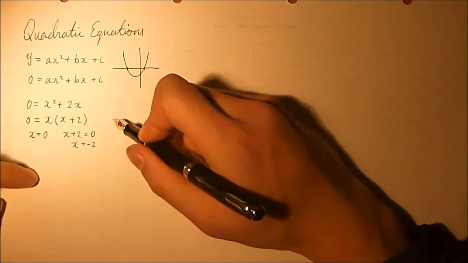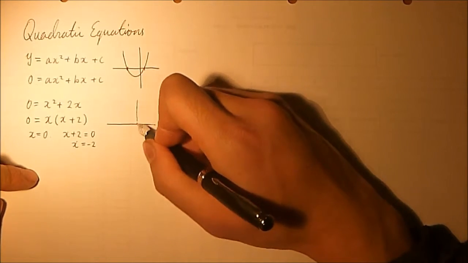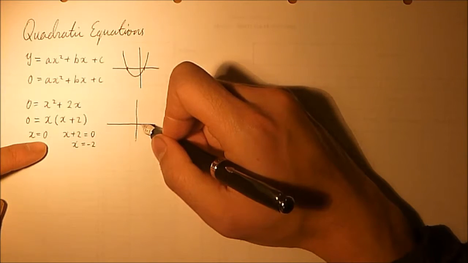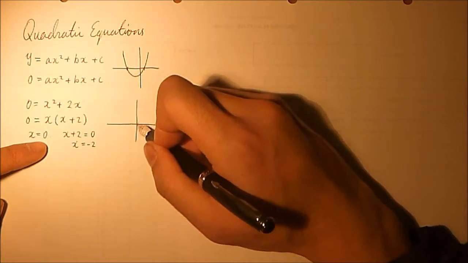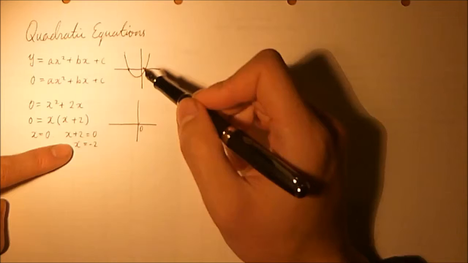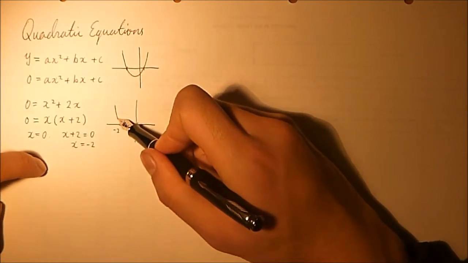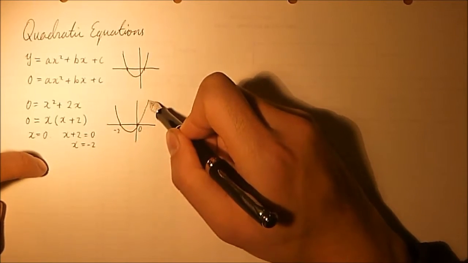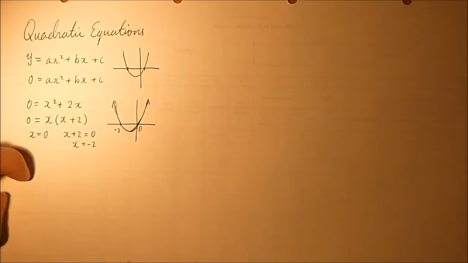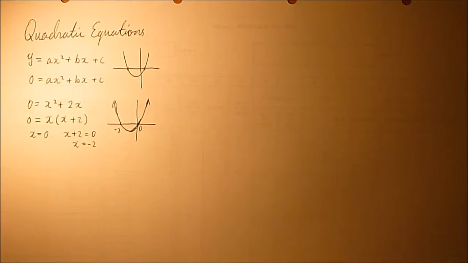What does this mean? It means that if we have the axes and a parabola, the first point where the parabola cuts the x-axis is where x equals 0, here, and where x equals minus 2, here. So we end up with a parabola that looks like this. So this is the first case: two solutions, two points where the parabola cuts the x-axis.